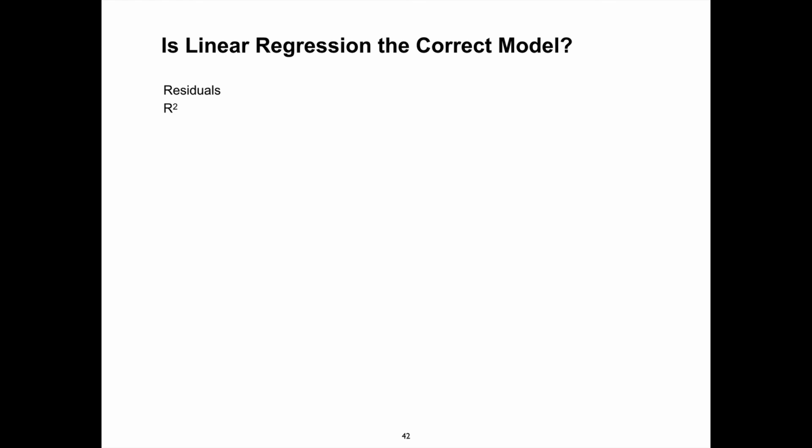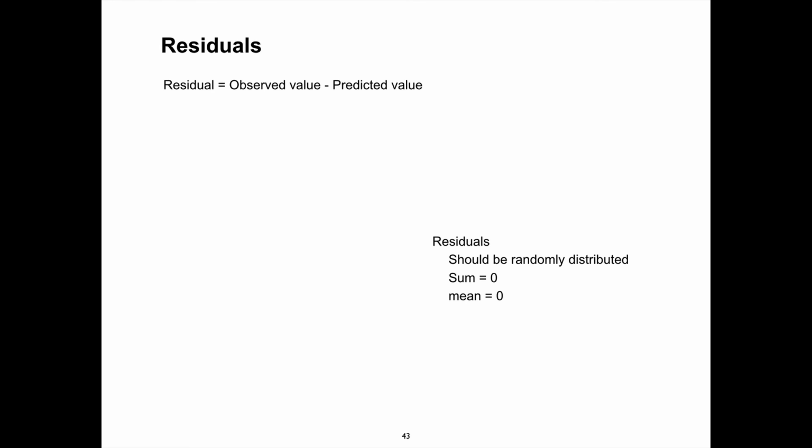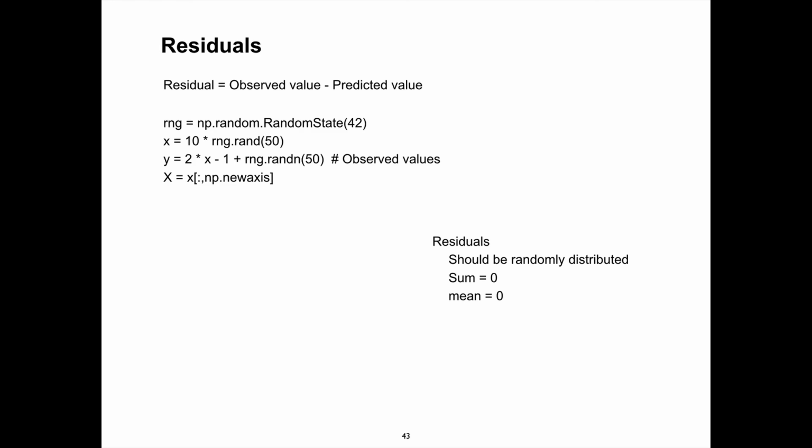So there are a couple of ways we can ask, is linear regression a correct model? One is to look at what are called residuals, and then there's this value called R squared. For the residual, you basically take the difference between the observed value and the predicted value, right?